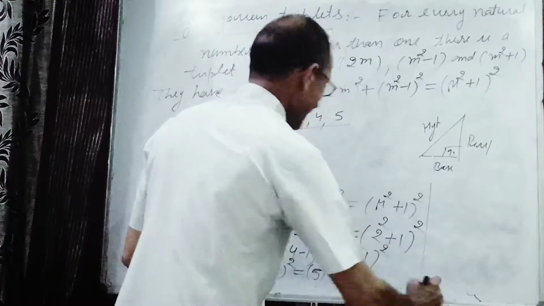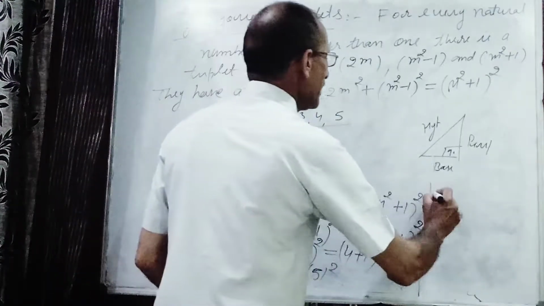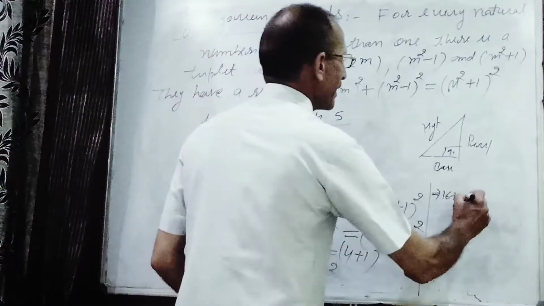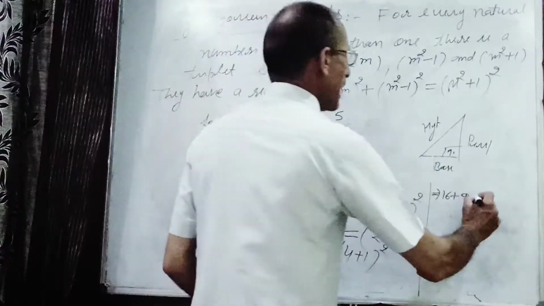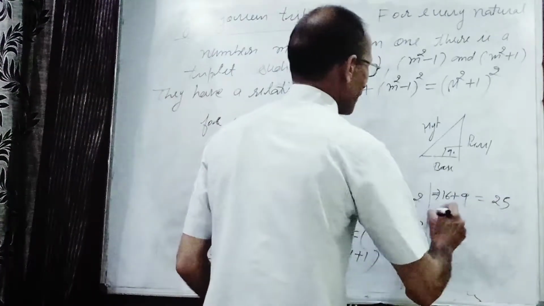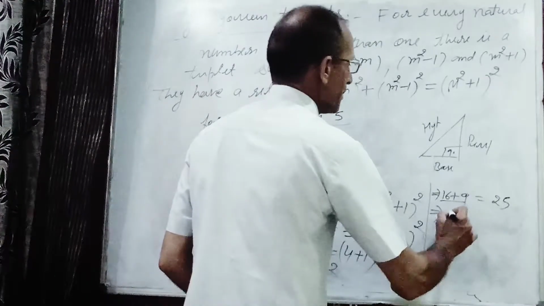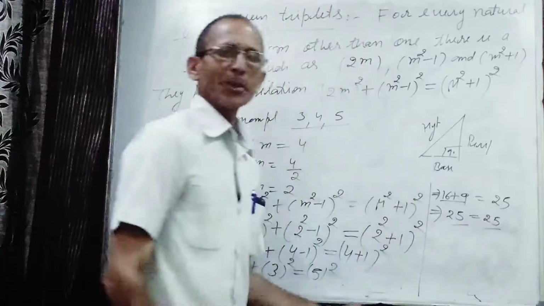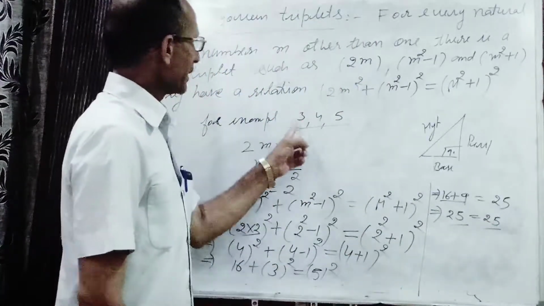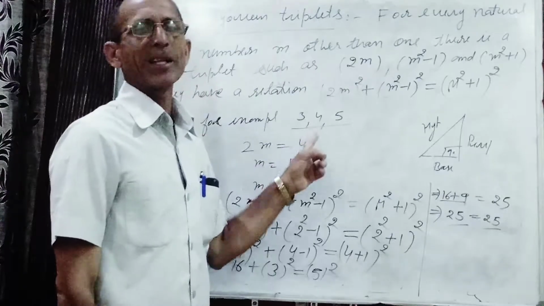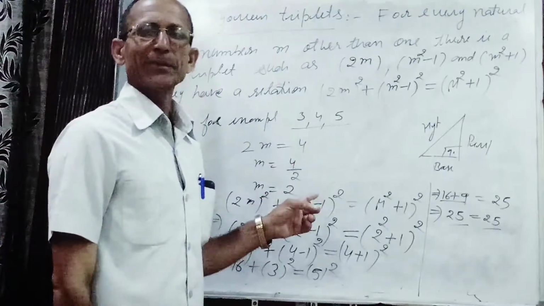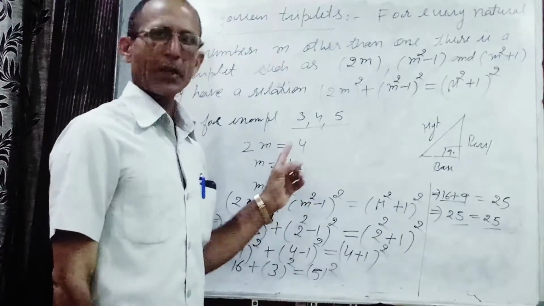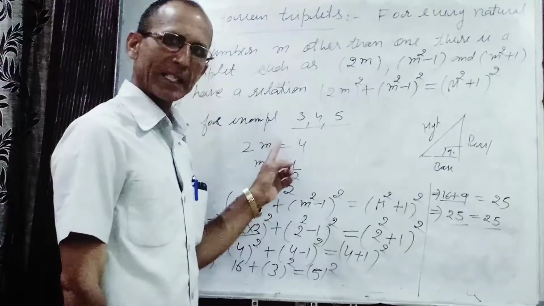So I am writing here 16 plus 3 square, which is 9, equal to 5 square, which is 25. So 16 plus 9 becomes 25, which is equal to 25. So the relation is proved, and these numbers are making Pythagorean triplets. Have you understood? Okay, and you will try yourself in the exercise. Questions are given, you will try yourself by using this method.